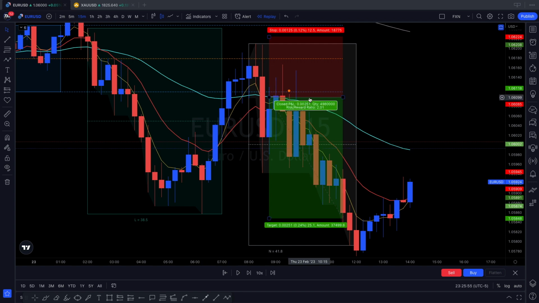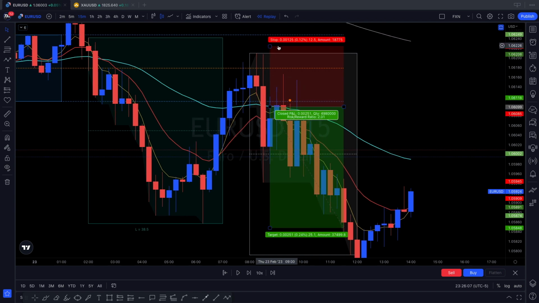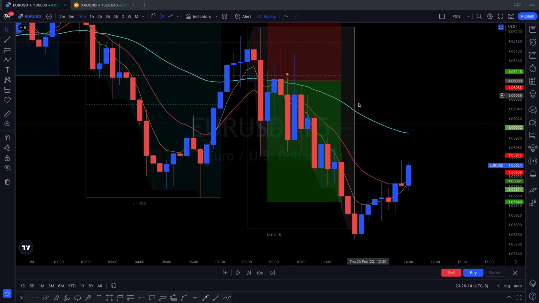The entry was at an even number, so 1.06100. Okay, that was the number that needed to be hit for me to get into the trade on a sell limit order. The stop loss obviously goes above the nearest highs, which are these wicks. It's a 12.5 pip stop loss, and then obviously I'm just going for a 2-to-1 risk to reward ratio.